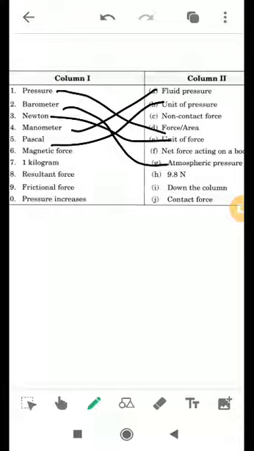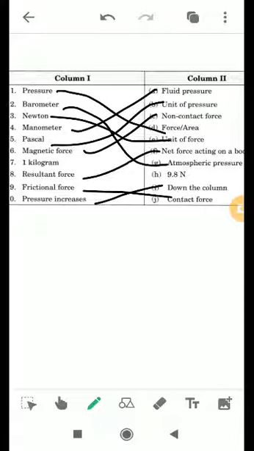Magnetic force is a non-contact force. Pressure increases down the column. Frictional force is a contact force. Resultant force is the net force acting on a body. And 1 kilogram is equal to 9.8 Newton. Clear? This way you have to match the columns.